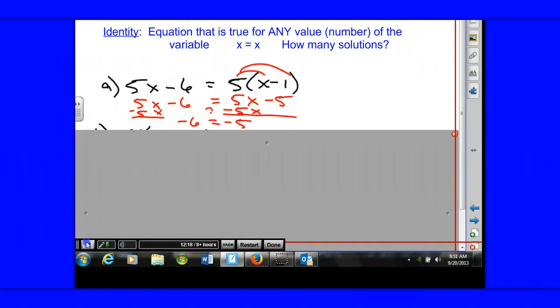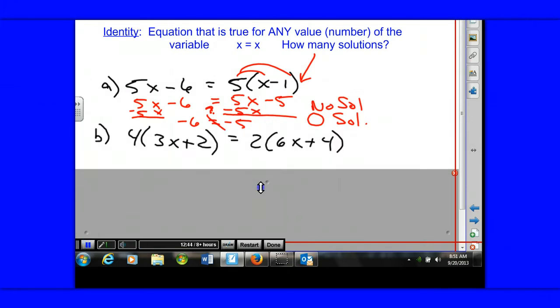Is this true? Does negative 6 equal negative 5? No. So this whole equation is a false statement. So if we're asked how many solutions this equation has, we would say 0 solutions or no solutions, because it actually is a false equation. It doesn't make any sense. All right, let's look at the next one.